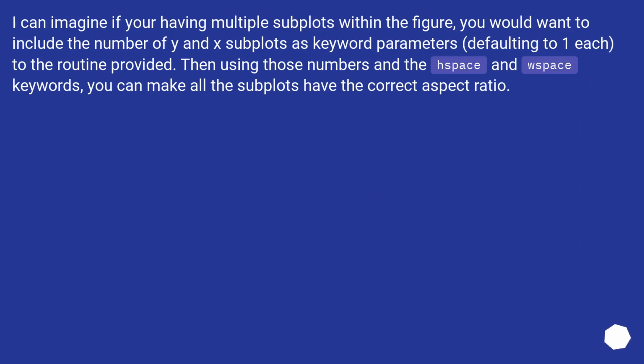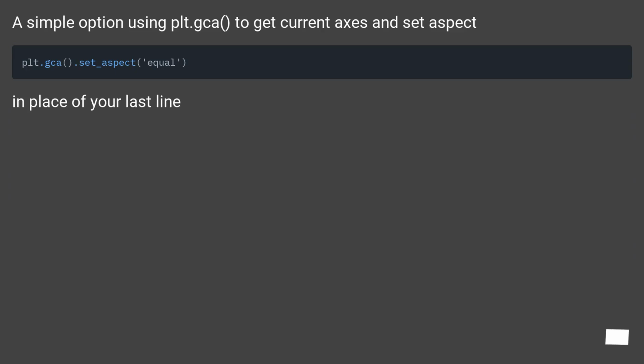I can imagine if you're having multiple subplots within the figure, you would want to include the number of y and x subplots as keyword parameters, defaulting to 1 each, to the routine provided. Then using those numbers and the space and null space keywords, you can make all the subplots have the correct aspect ratio. A simple option using plt.gca to get current axes and set aspect, in place of your last line.